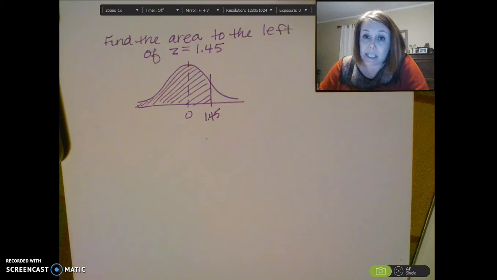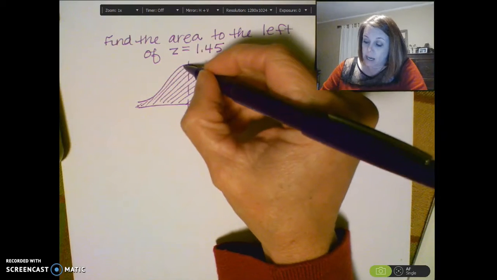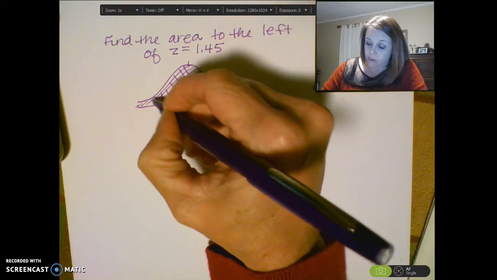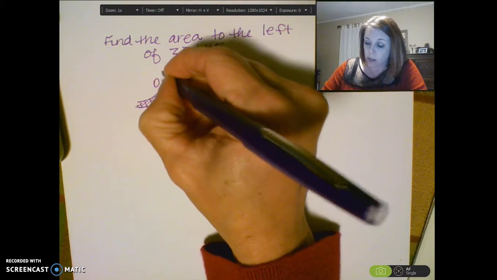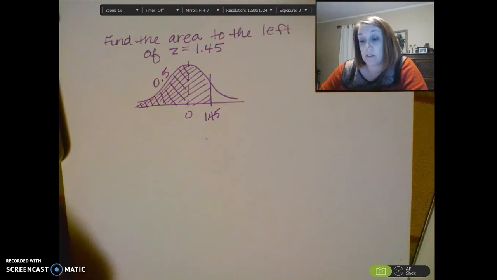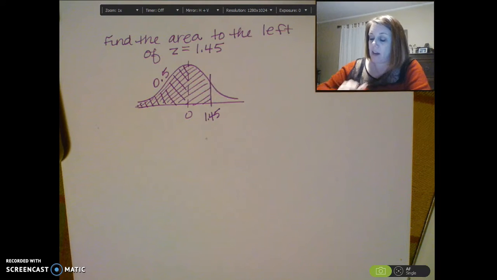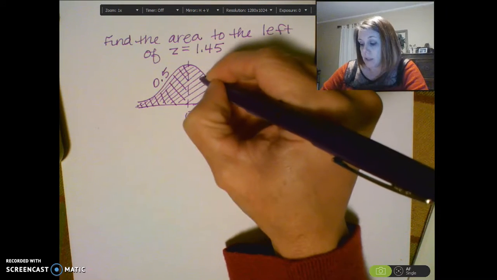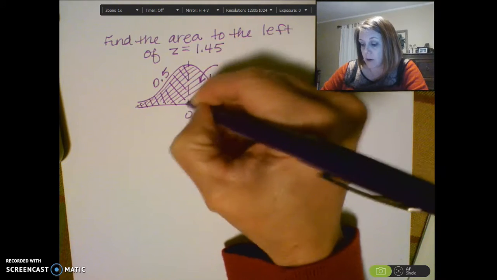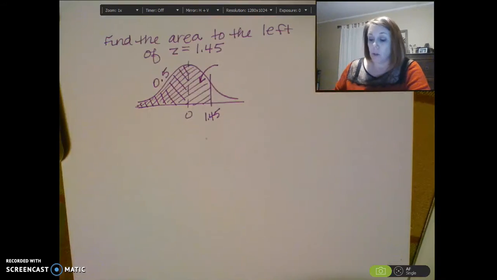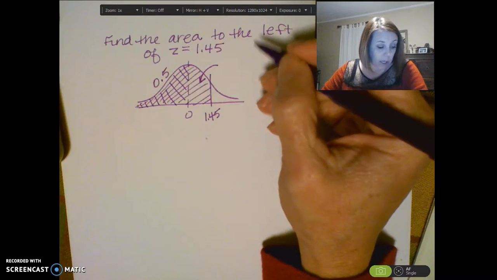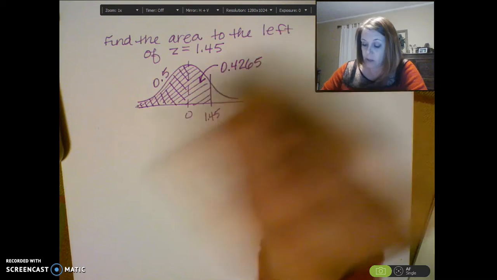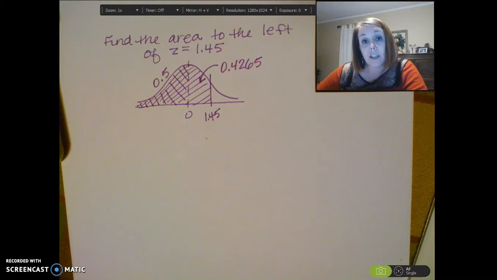Now, looking at that, I see two things. I know from the behavior of this distribution that this half of the graph totals 0.5 in area, because the whole thing is 1, and to the left is half of that. I know also that if I were to look up 1.45 in the table, it's going to give me the area between 0 and 1.45. So using that same z, or that area that we got on the last one, 0.4265, now we can see that there's no subtraction necessary.